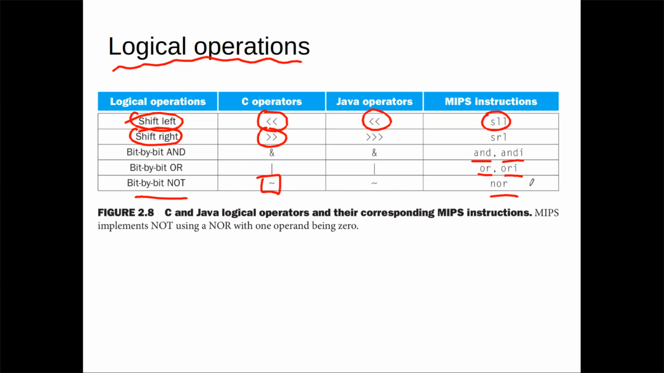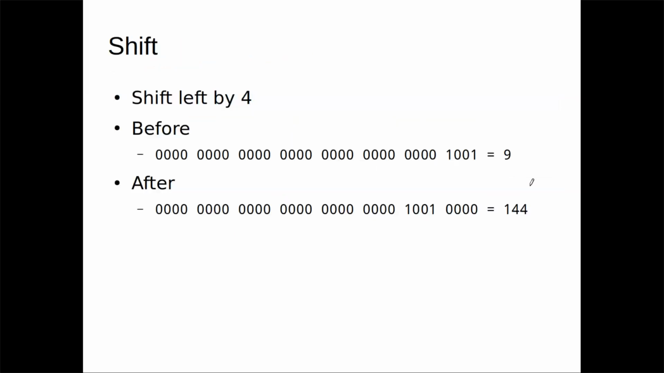And finally, when we start talking about shift, just to give you an example of how shift works. If this is your number, everything is zeros, which is number 9. And if you shift it by 4, you just add 4 zeros here, right? And it turns into 144. Which is essentially, you shift it by 4, so you multiply by 16, I believe, right?